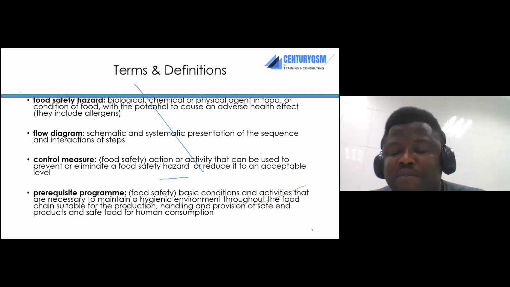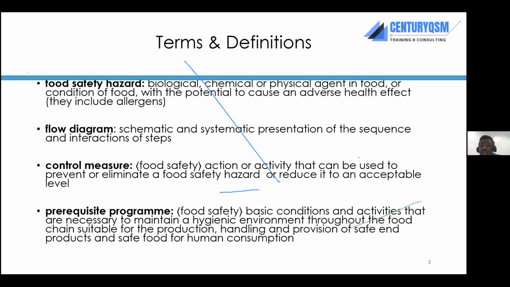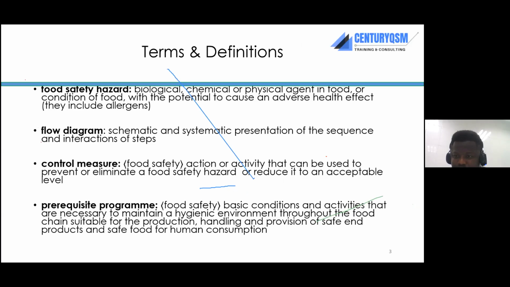A food safety hazard is classified as either biological, chemical, or physical: agents in food that can cause or predispose the food to contamination, and which when consumed can cause an adverse effect on the consumer. So you say such a thing is hazardous, and we said hazards can be classified into biological, chemical, and physical hazards. And some people also classify allergen as a hazard too.